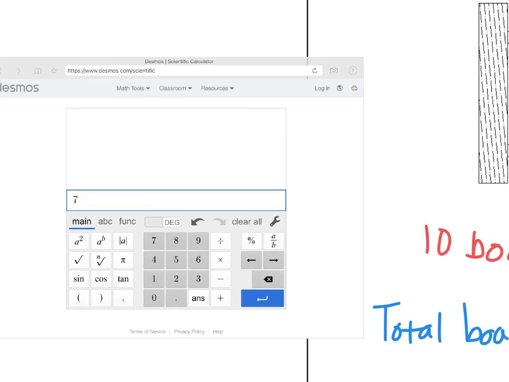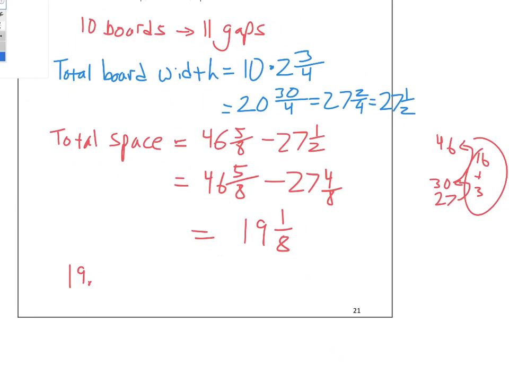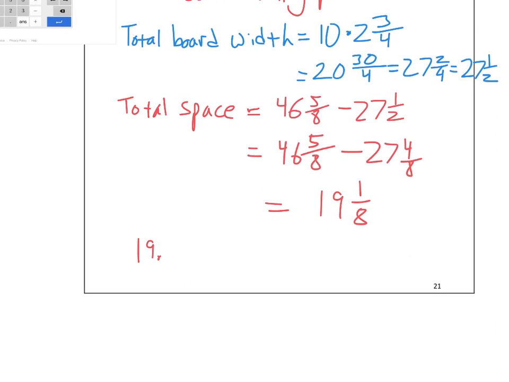So 1/8 is half of a quarter. So let's go 1 divided by 8. Half of a quarter is 0.125. All right. So let's go down here. We can write this as 19.125.